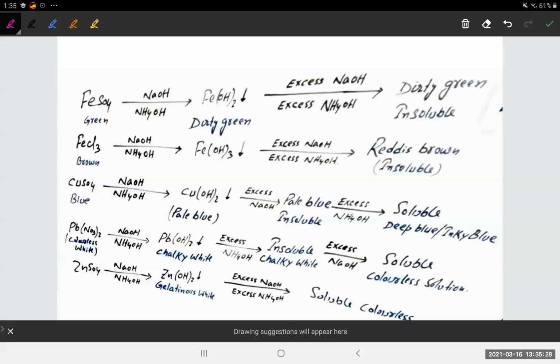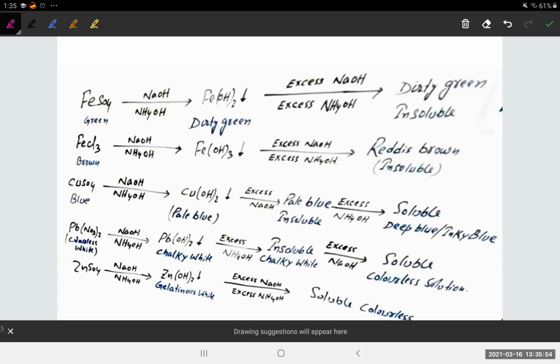So let's start with part 2 of analytical chemistry. In this, we'll be learning about the various reactions taking place, the products formed, and what is the color and solubility of the product. Actually, we'll be talking about only the precipitates. Okay, so let's start with this. Let's see the first reaction.